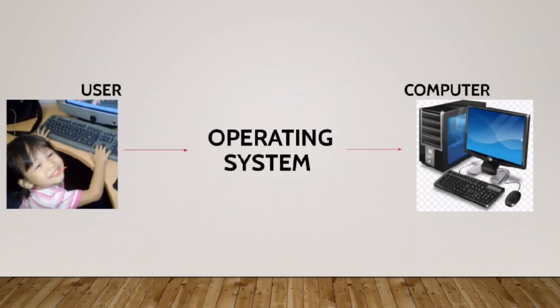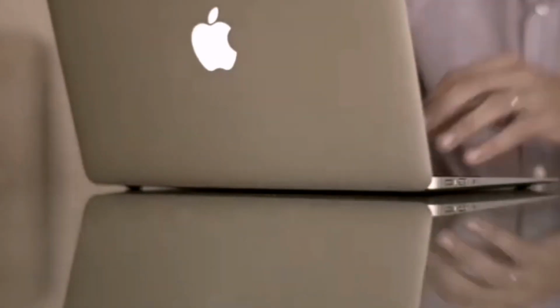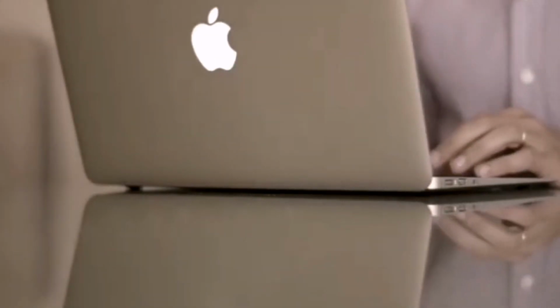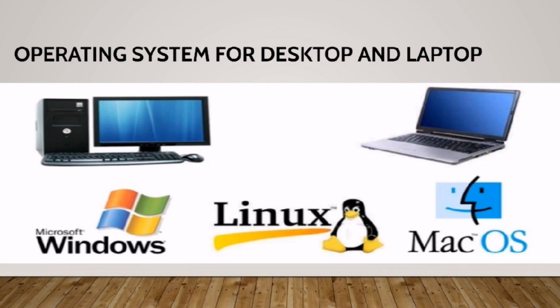The operating system allows the user to connect with the computer directly. It makes the user able to transfer information or what they want to do in the computer. These are the examples of operating system for desktop and laptop.